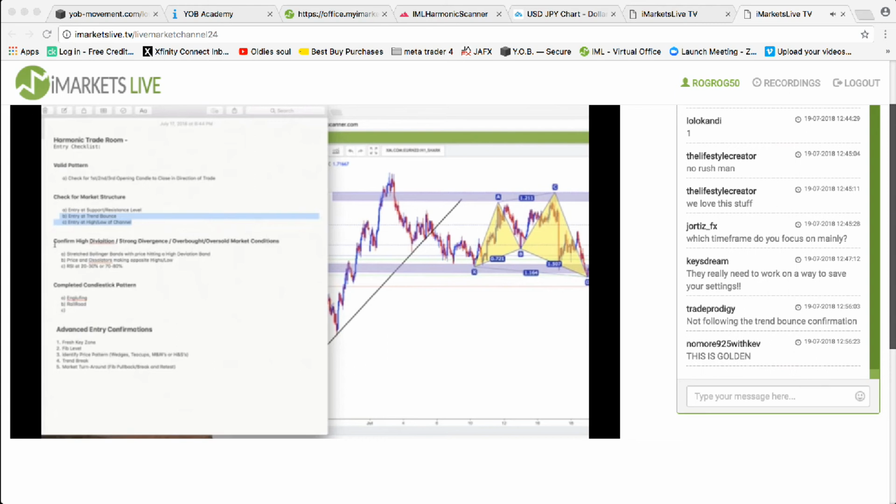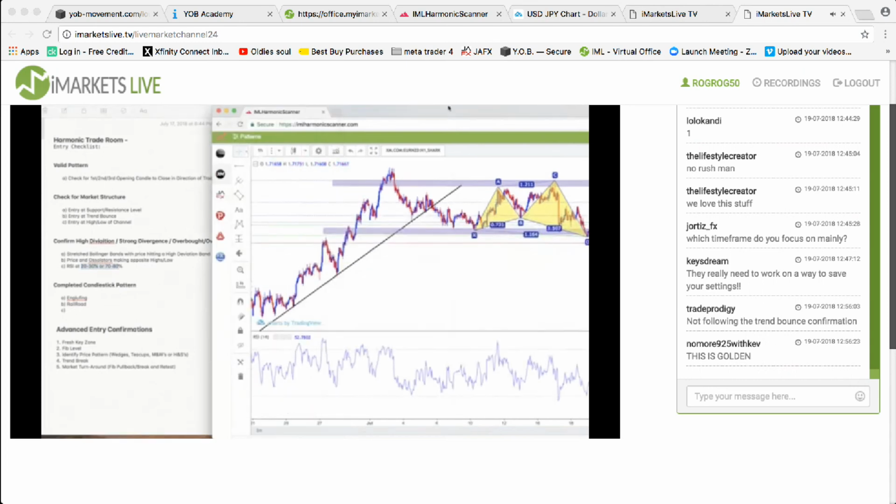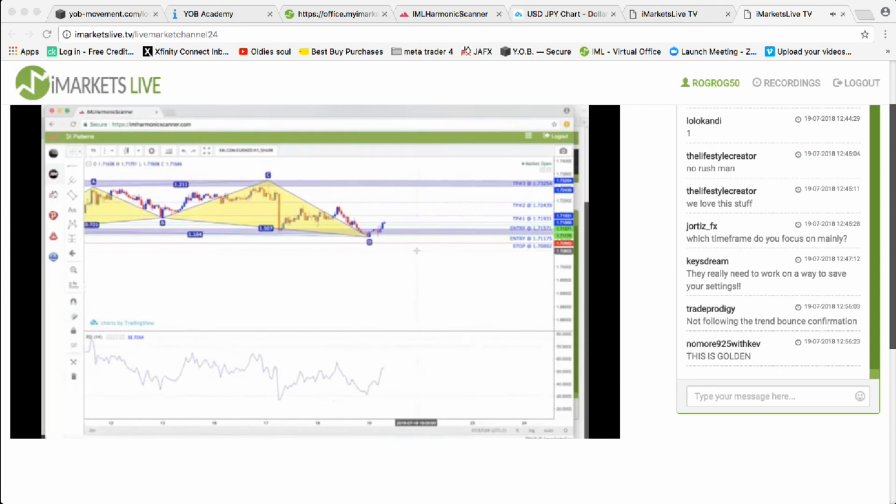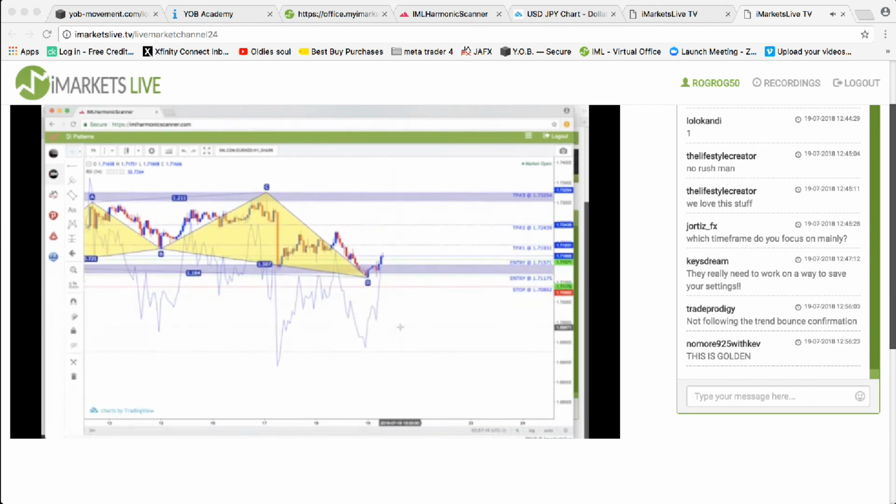Next thing is obviously the deviation and the divergence, which I showed you guys. And for those of you that use RSI, you can completely use RSI to see if the market is at an oversold or an overbought position. As you see here, when this market turned around, not only did we have that divergence here, but the market was also in an oversold condition over here. So that means we're going to be looking to take the market back up.